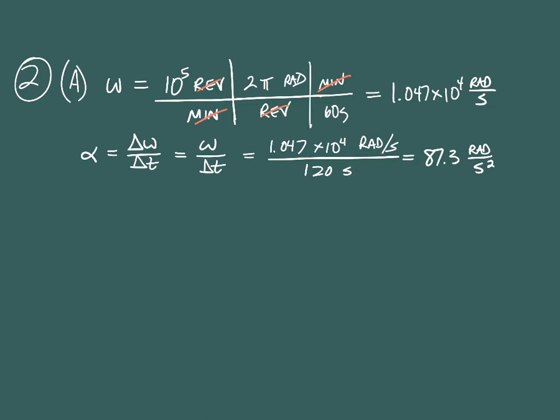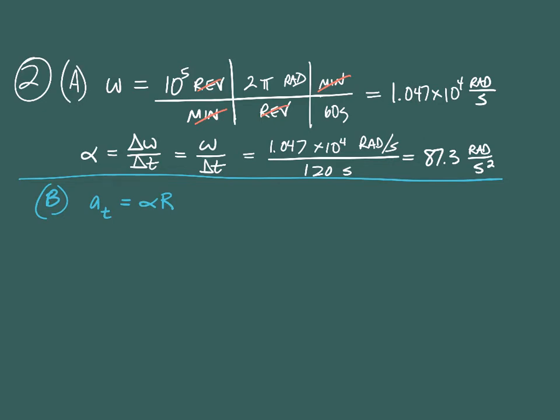Part B was asking what is the tangential acceleration of a point that's 9.5 centimeters from the axis of rotation. You may not recall from our prior unit where we dealt with circular motion, but the tangential acceleration is related to the angular acceleration by means of the radius. Namely, tangential acceleration, a sub t, is angular acceleration alpha times the radius r. We just found alpha, and we already know the radius.